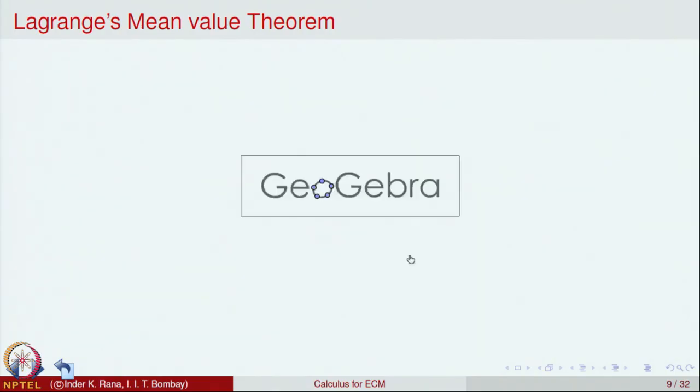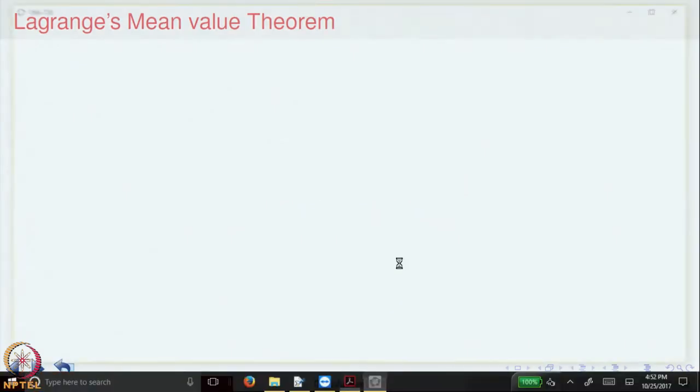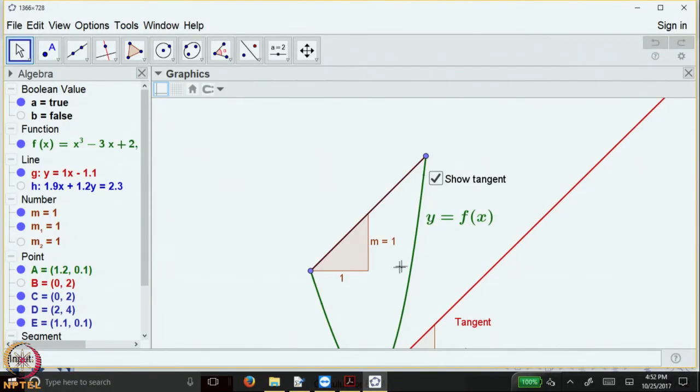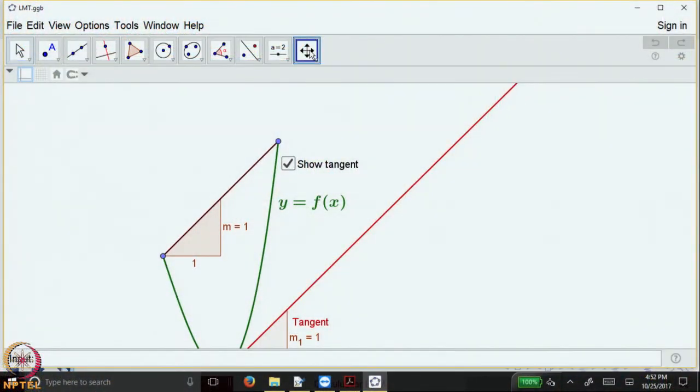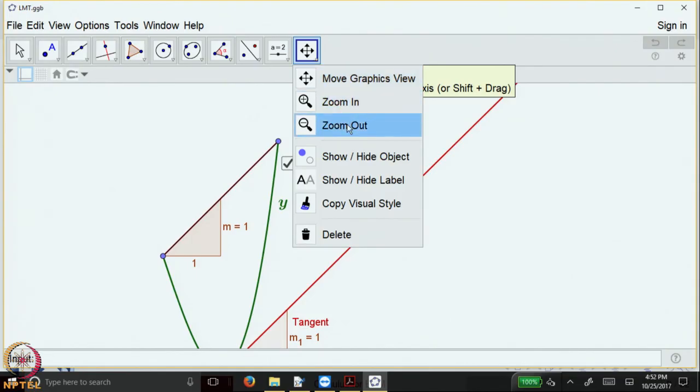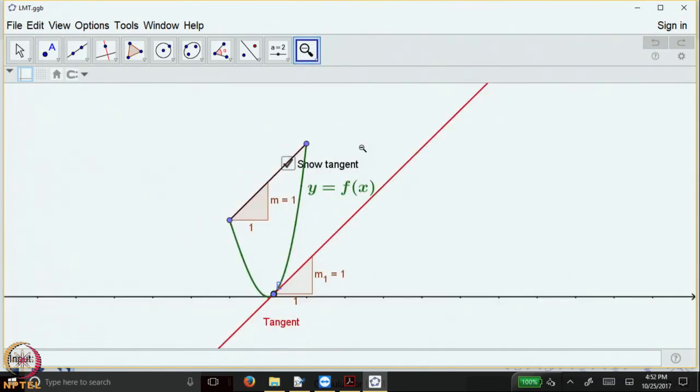Let me show you that in a dynamic geometry environment. What do I mean by this statement? So, what we are saying is, it looks too big. Let me shorten it a bit and zoom out a bit more. Okay, now that is good enough.